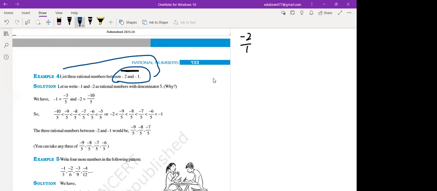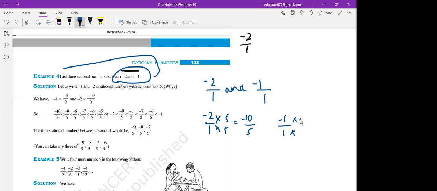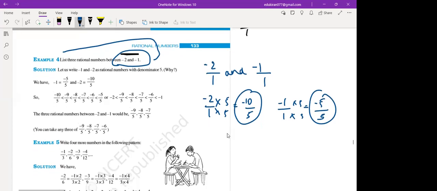Oh, wait, ma'am, sorry. I think you wrote the question wrong. See, minus 2 upon 1 and minus 1 upon 1. So for example, minus 2 upon 1, I multiplied it with 5, so I got minus 10 upon 5. And minus 1 upon 1 multiplied by 5, I got minus 5 upon 5. Yes, ma'am, these are my two numbers. I got rational numbers as minus 6 divided by 5, minus 7 divided by 5, minus 8 divided by 5, minus 9 divided by 5.